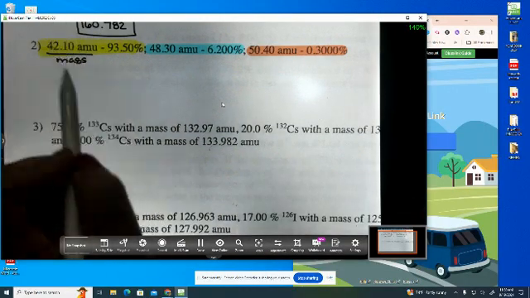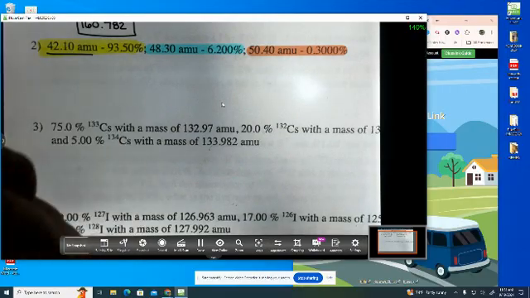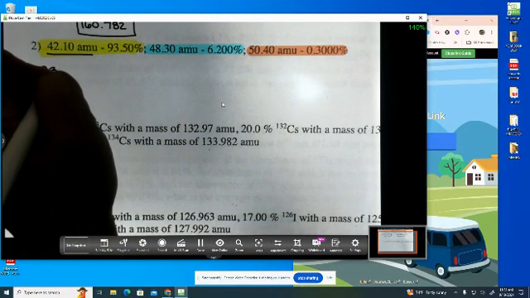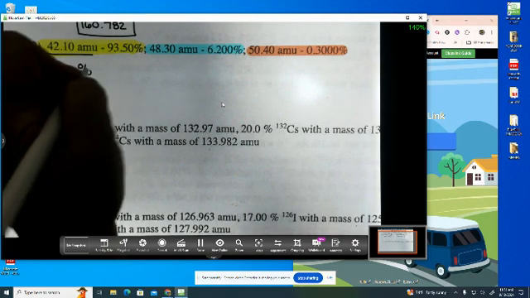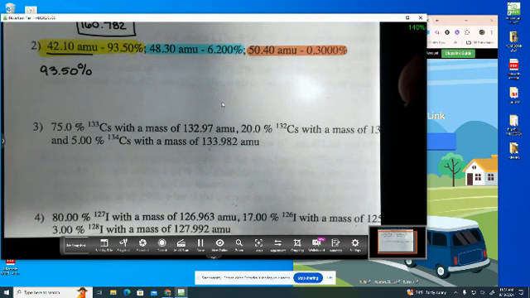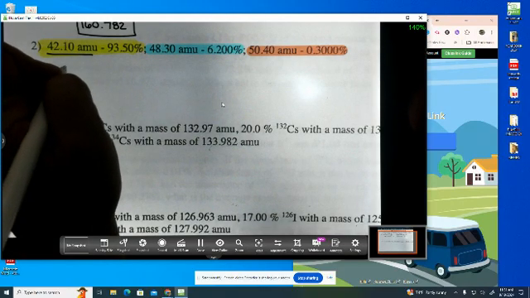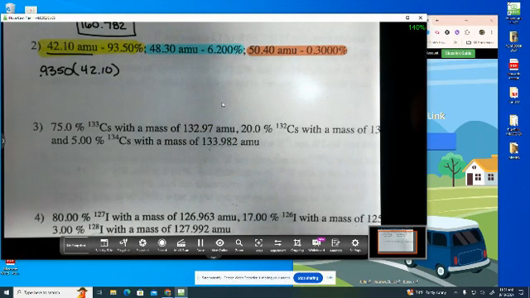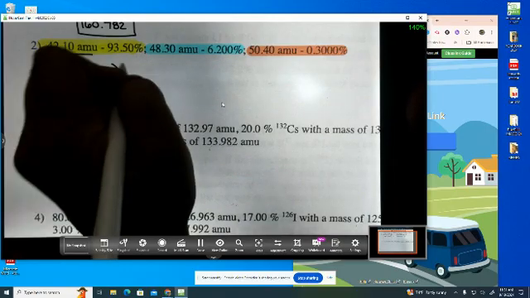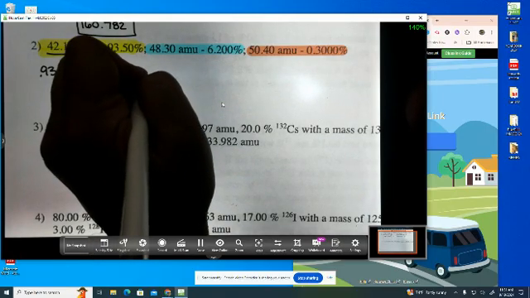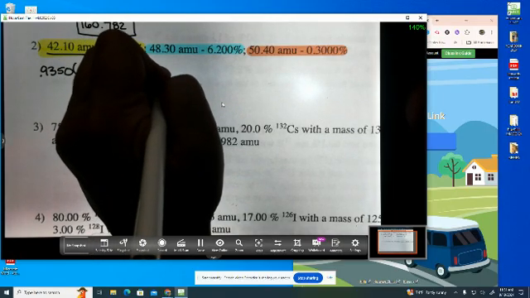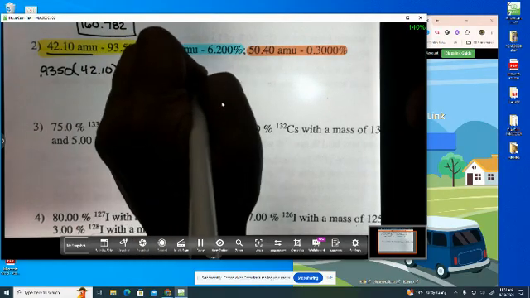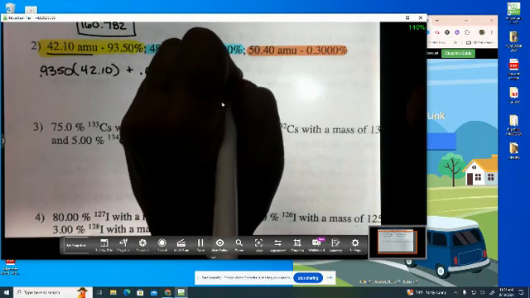All right, let's set it up. 93.50%. I'm going to take the percent sign off and I'm going to move my decimal. It's going to be 0.9350 times 42.10. That's the yellow part. Plus 0.06200 times 48.30.